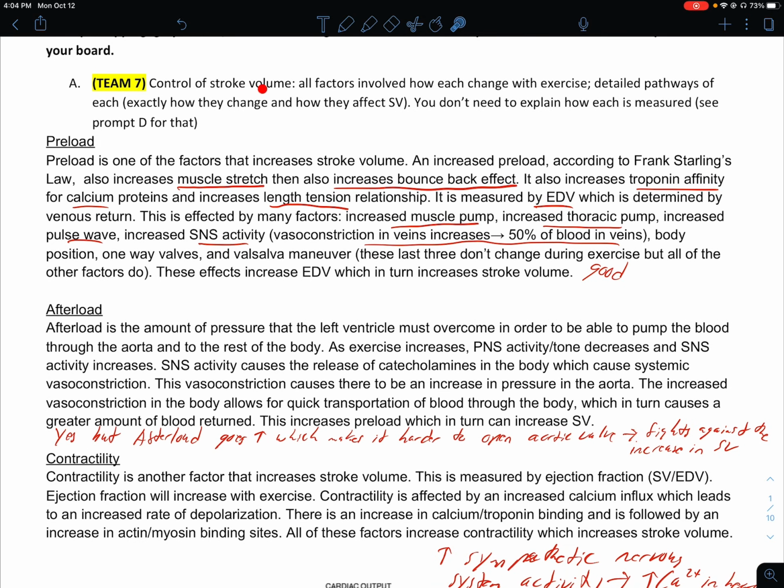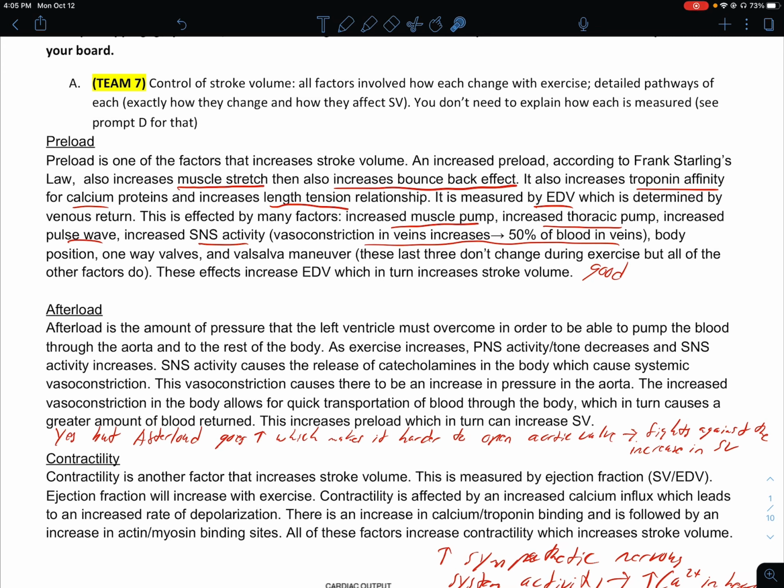All right, well, let's start with prompt A, which was Team 7. This one is all about the control of stroke volume. Okay, so preload, afterload, and contractility. Everything this team has here for preload is good. I wanted to highlight the 3 factors that are the mechanisms for why preload increases stroke volume. We've got the stretch of the heart, which leads to increased bounce back.